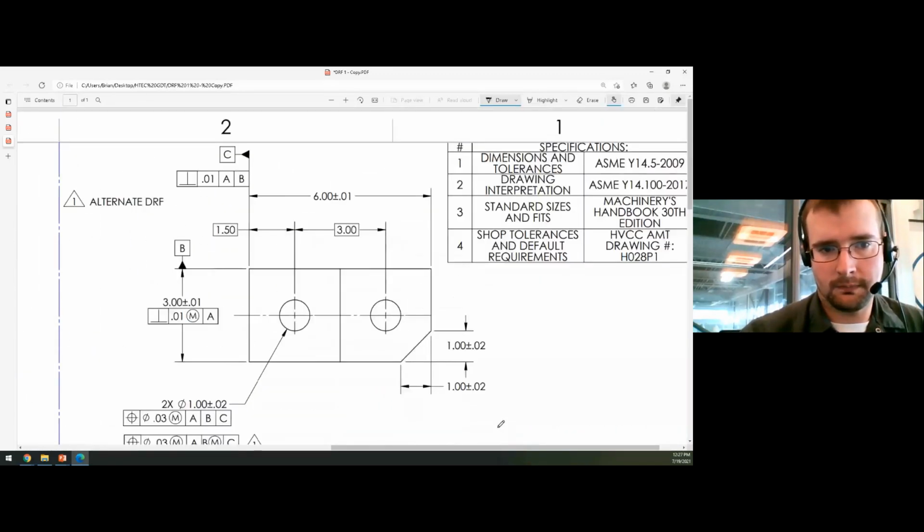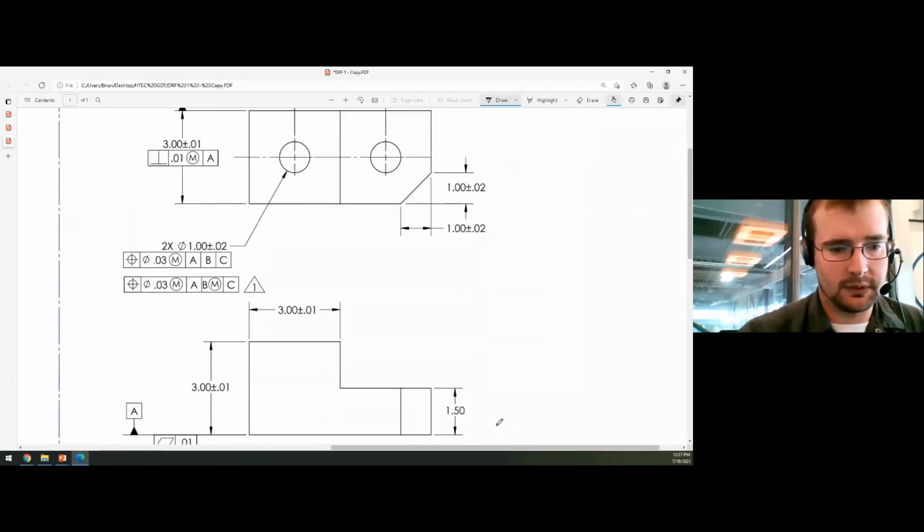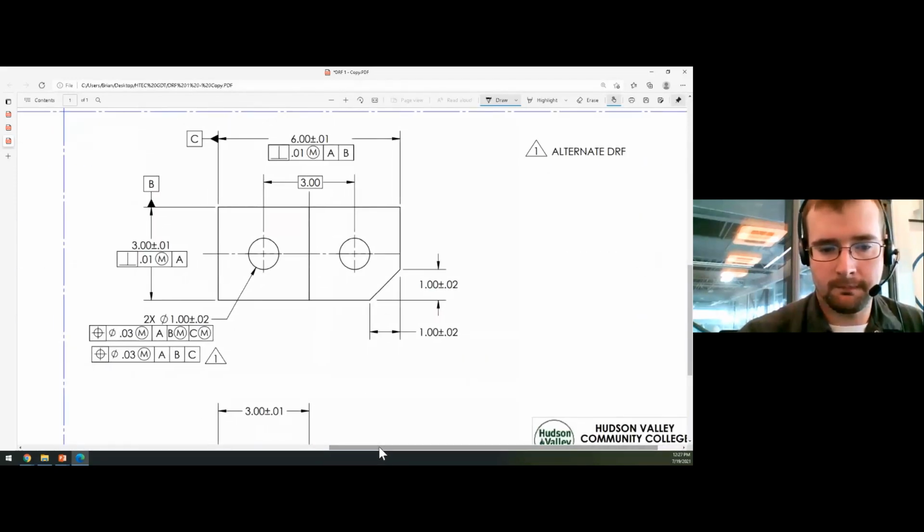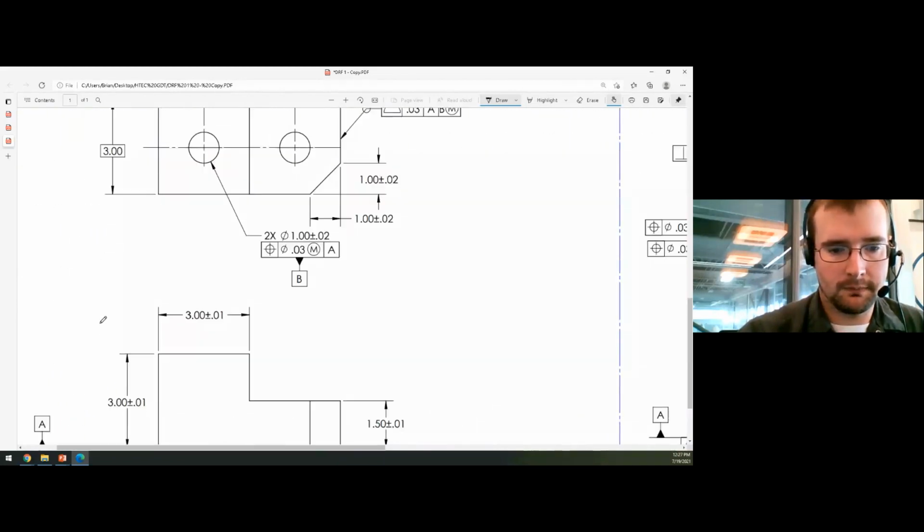Another one. Again, it's just the same part, just a widget. It just has different datum reference frames, or different datum callouts. Another one, bottom right. And this one here.